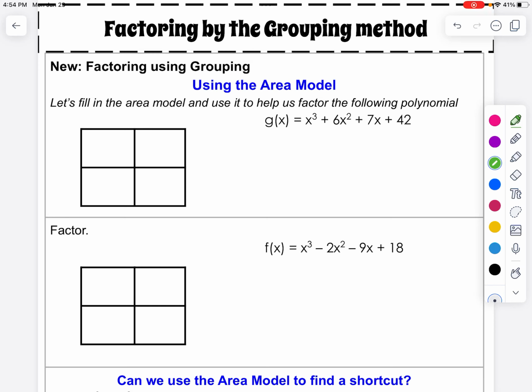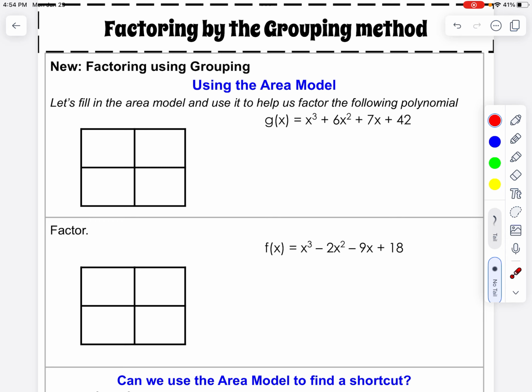This video is going to cover factoring polynomials using the grouping method. And we're going to start by using the area model. Now, if you remember with the area model, you would usually have one factor up top, your other one on the side, and then you multiply the pieces to get what goes in each box. And then you put all these pieces inside the box together to get your final answer.